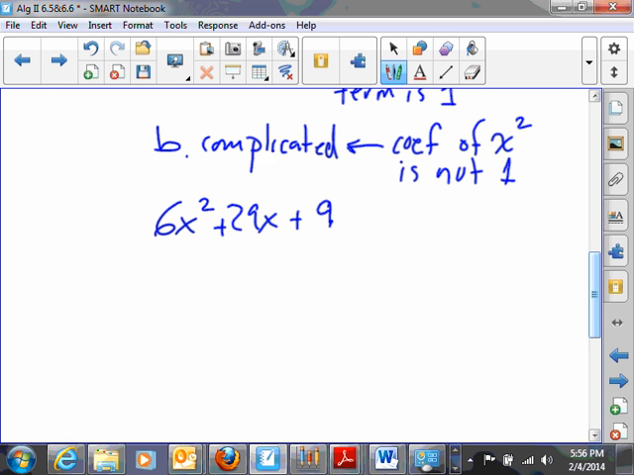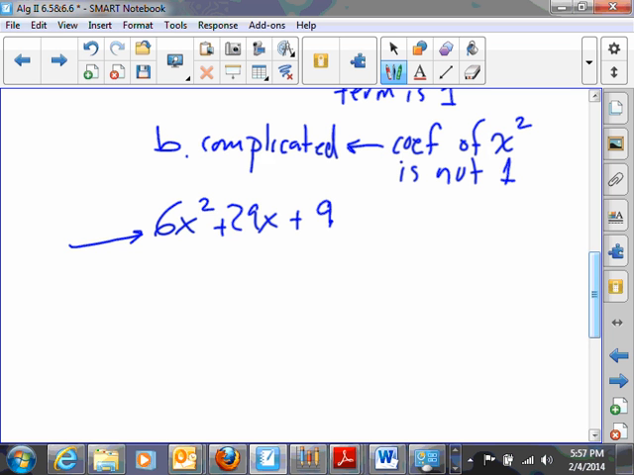First thing you ask, are there any common factors? And the answer is no. Second thing you would ask is, is it a special product? Well, 9 is a square, but 6x squared isn't, and you have 3 terms, so really you're going to have to go with no on that also. Can it be expressed as the product of two binomial factors? If it can, it's complicated because there is a 6 in front of the x squared. So we can't just say what two numbers multiply to give 9 and add to give 29.